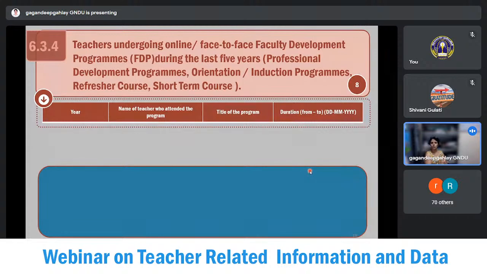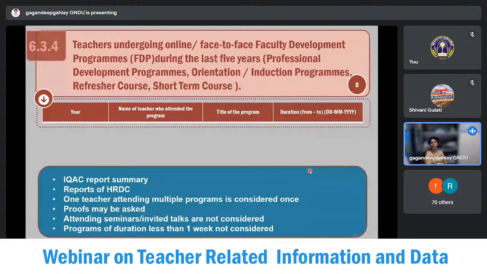and this program doesn't necessarily need to have been done in your institute. The teacher could have gone to some other institute and taken up that program. What is the title of the program and what was the duration? Now, duration is important because any program which is less than 1 week is not going to be considered. So we have to only include those which are more than 7 days, because that is what is mandated by UGC also. So you can't include any data where we say we have attended seminars or we have gone for invited talks. This is not the place where this needs to be done. They can ask you for proofs later on.